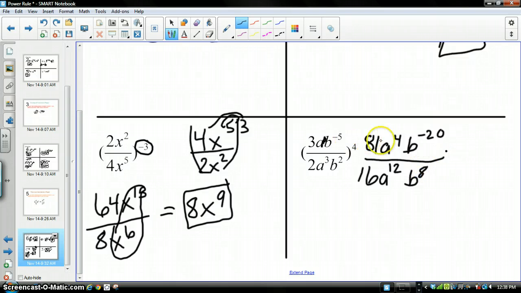So now we need to do the quotient rule. And the quotient rule is we subtract our exponents. And 81 over 16 does not simplify, so we'll leave that the way it is. So 4 minus 12 is negative 8. So since it's negative, it will come down here to the bottom. So we'll have a to the 8th. And negative 20 minus 8 is negative 28. So once again, it comes down to the bottom.